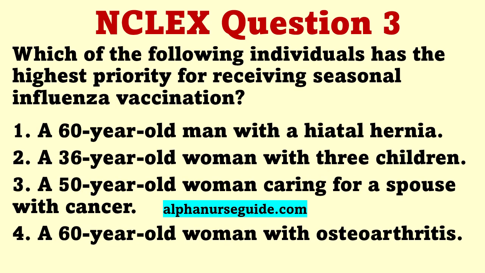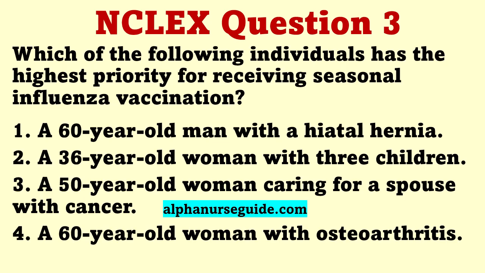Which of the following individuals has the highest priority for receiving seasonal influenza vaccination? 1. A 60-year-old man with a hiatal hernia. 2. A 36-year-old woman with 3 children. 3. A 50-year-old woman caring for a spouse with cancer. 4. A 60-year-old woman with osteoarthritis.